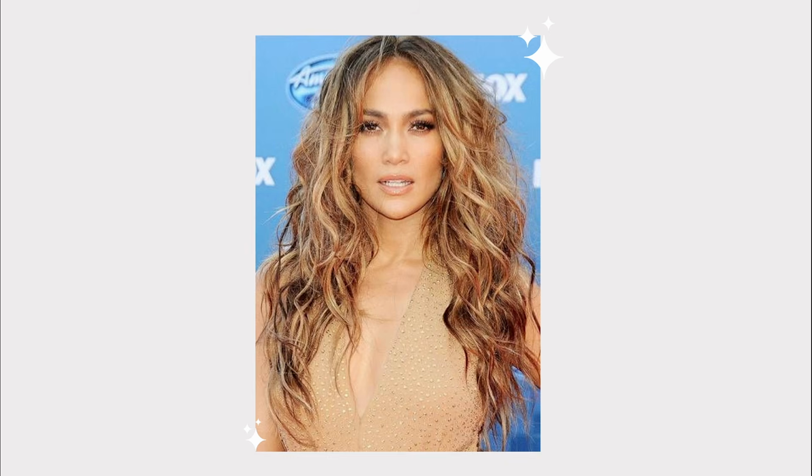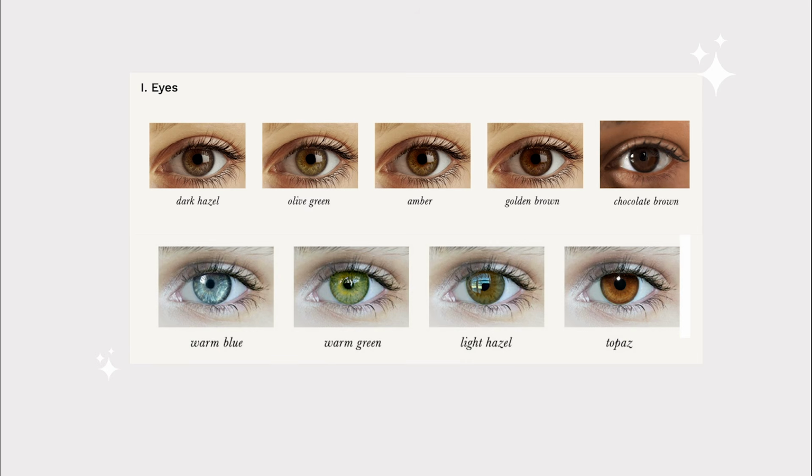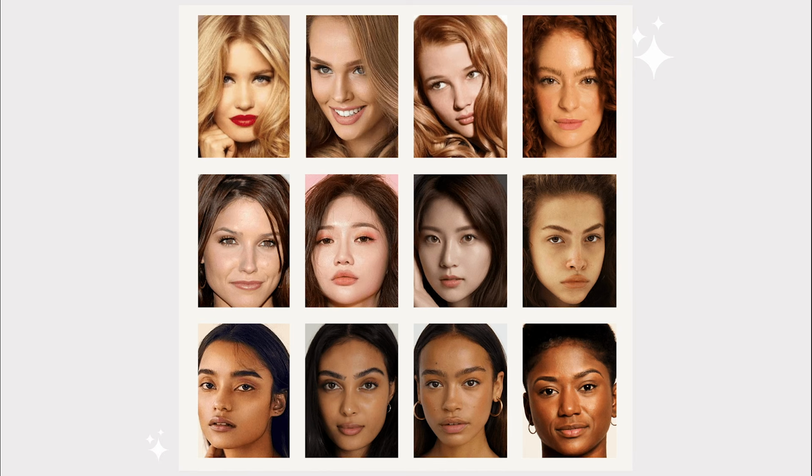The overall contrast level of your features is medium. No feature is extremely light or extremely dark compared to the rest. Your eyes would be a light to medium brown, olive green, dark hazel, light hazel, warm blue, often with a yellowish rim around the pupil. Medium to dark brown for darker ethnicities, but with obvious warm undertones. Here you can see in the examples that these ladies radiate warmth. The first thing that you notice is the warmth of their undertone.